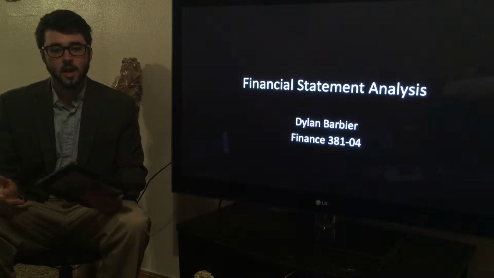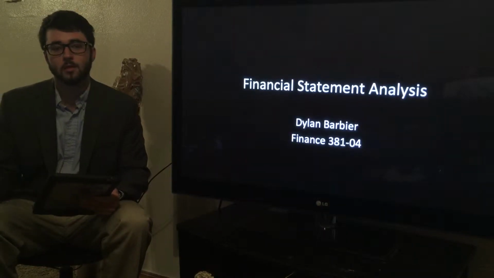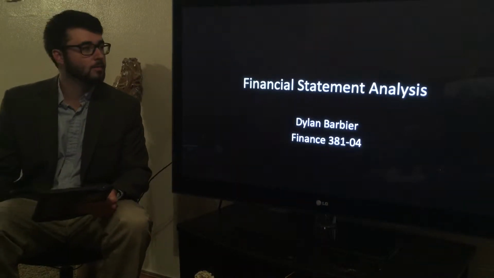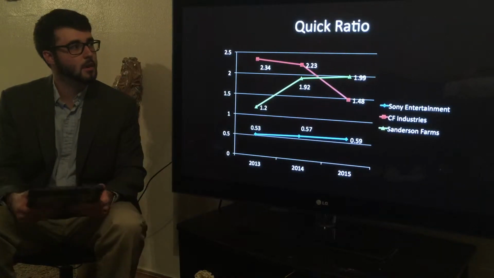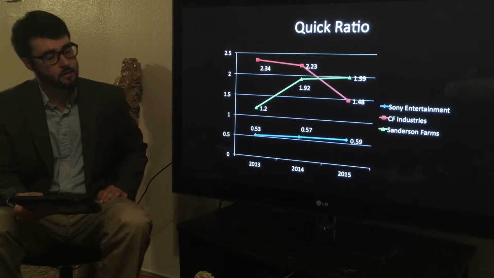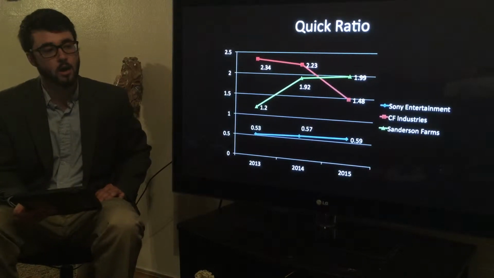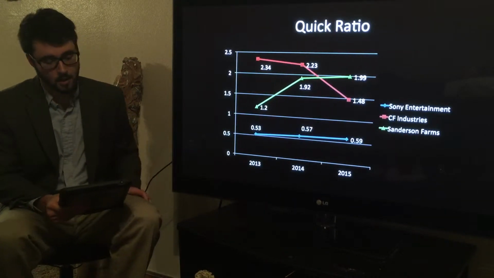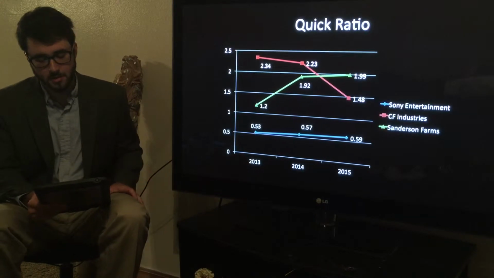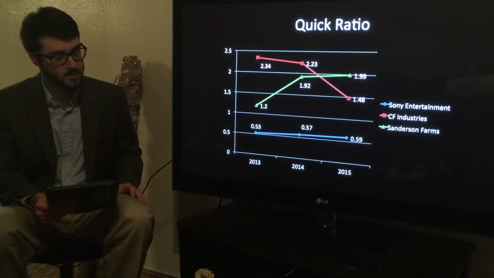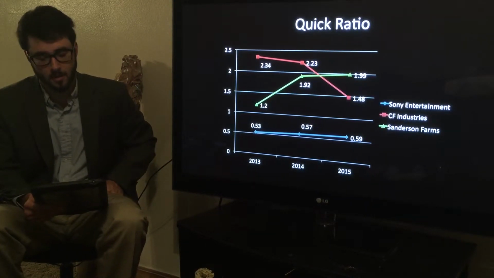The first question we're gonna ask is which company would I give a short-term loan to. For this, we're gonna look at 3 different graphs. We're gonna look at the quick ratio graph, the current ratio graph, and the cash ratio graph. The quick ratio measures the dollar amount of liquid assets available for each dollar amount of current liabilities.